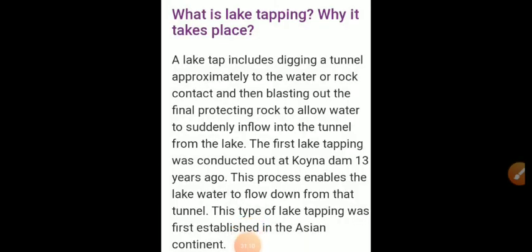So here is the question: what is lake tapping, and why does it take place? The answer is given here. Lake tapping includes digging a channel approximately to the water or rock contact, and then blasting out the final protecting rocks to allow water to suddenly flow into the tunnel from the lake. The first lake tapping was carried out at Koyna Dam 13 years ago. This process enables the lake water to flow down through that tunnel, and this type of lake tapping was first established in the Asian continent.